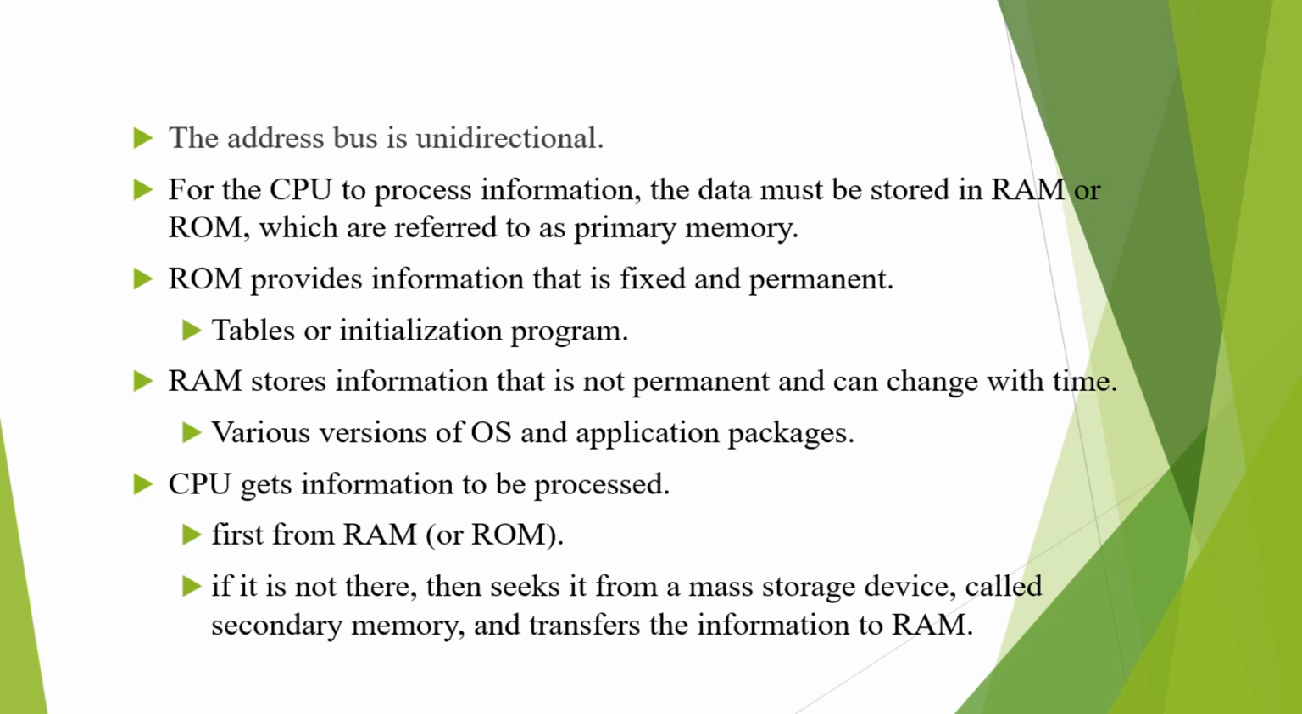accessed. For the CPU to process information, the data must be stored in RAM or ROM, which is referred to as primary memory. ROM provides information which is fixed and permanent, such as tables or initialization programs, whereas RAM stores information that is not permanent and can change with time, like various versions of the operating system and application packages. The CPU gets the information to be processed first from RAM or ROM, and if it is not available, then it will seek it from a mass storage device called secondary memory and then transfer the information to RAM.